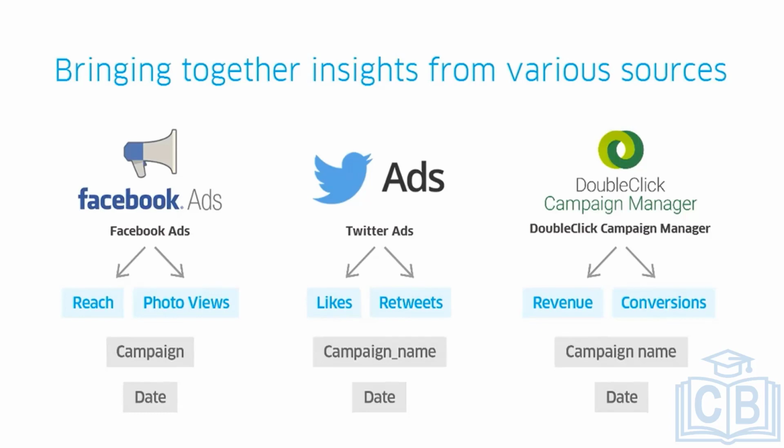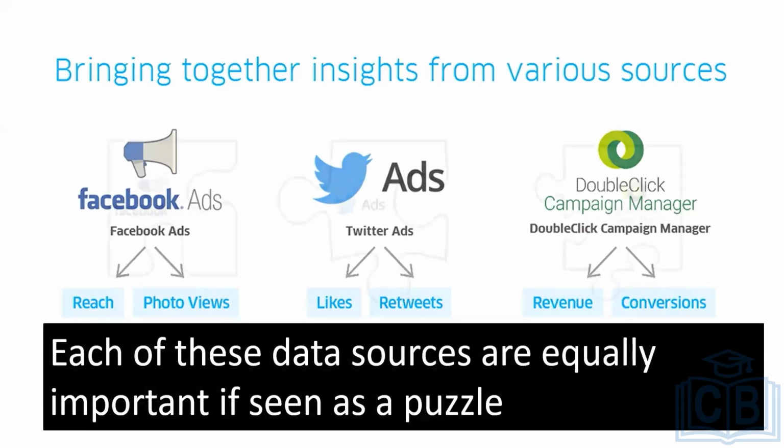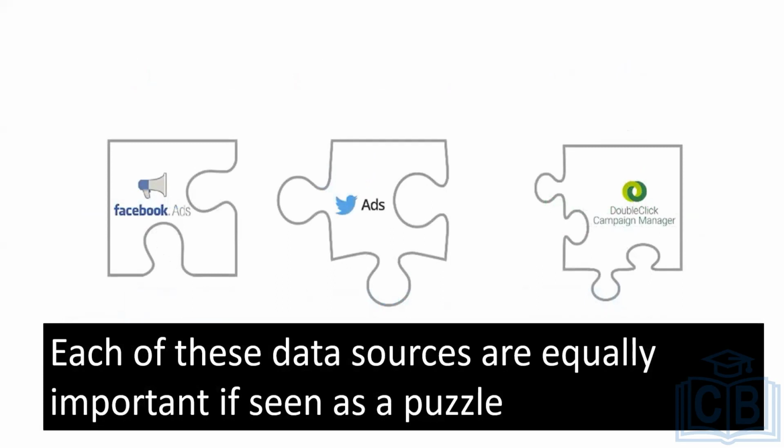Now, retweets I will not get from Facebook and DoubleClick. Similarly, Facebook and DoubleClick have their own set of things which are not present in the other sources. But campaign and date are the columns which are present in all three. It's being described as a puzzle in which each of these data sources is equally important.